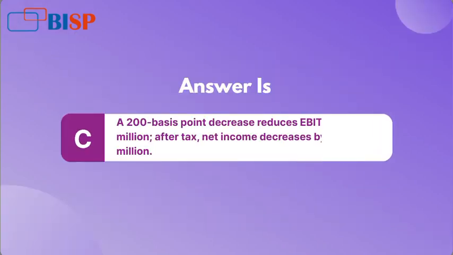Answer is C. A 200 basis point decrease reduces EBIT by $22 million. After tax, net income decreases by $17.6 million.